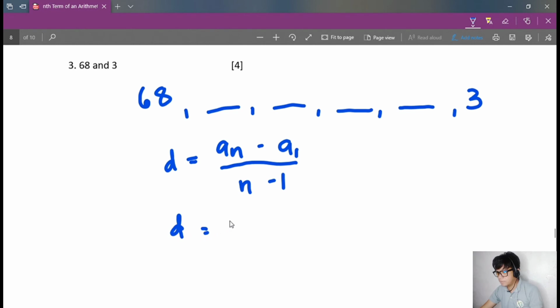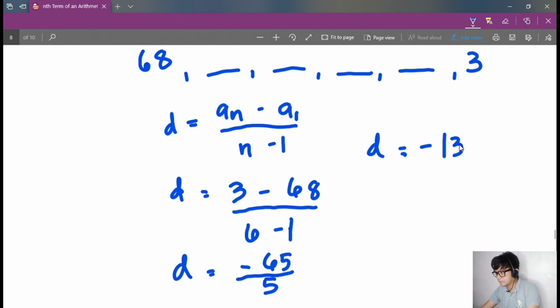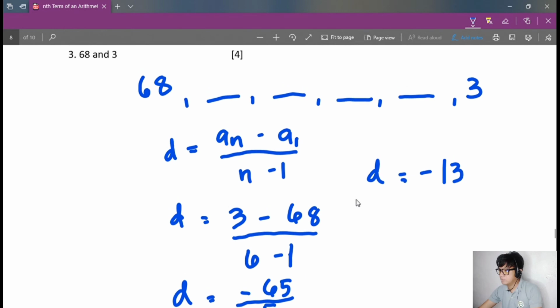So D, our A sub n is 3 minus the first term, 68, over how many terms in all. There are 6 terms minus 1. So D is equal to 3 minus 68, which is negative 65, over 5. Then negative 65 divided by 5 is negative 13. Our common difference is negative 13.